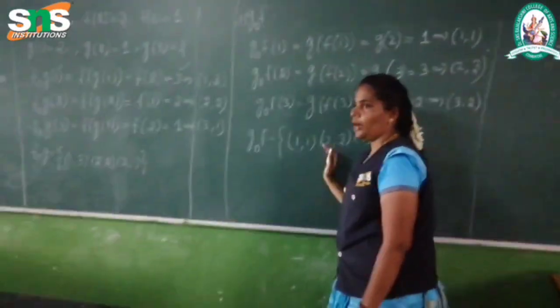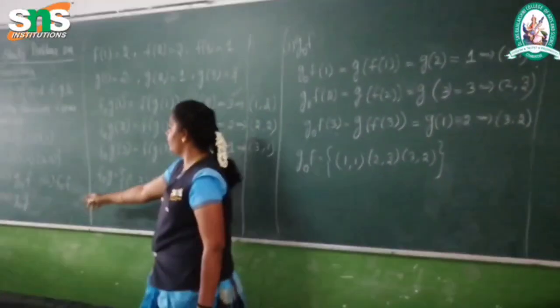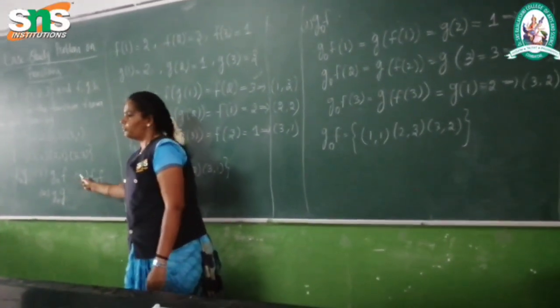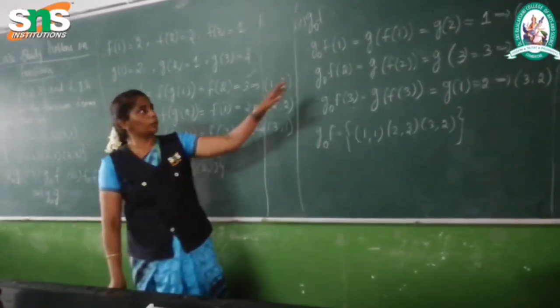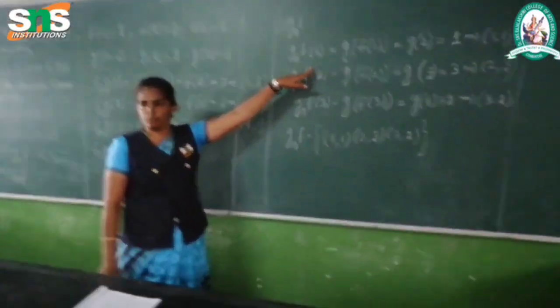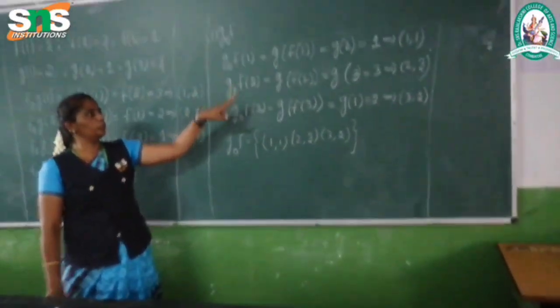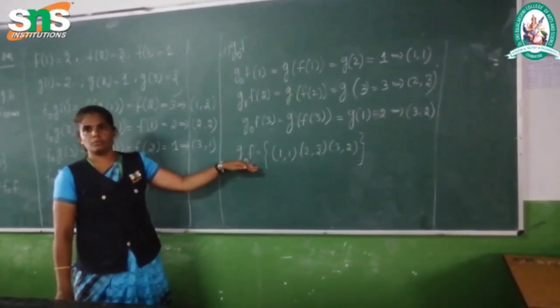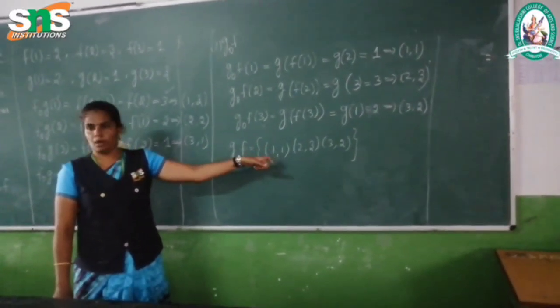Clear? Similarly, we have to calculate the composition value for f composition f and g composition g. For f composition f, you have to calculate it for f composition f of 1, f composition f of 2, and f composition f of 3. And we have to conclude our f composition f.